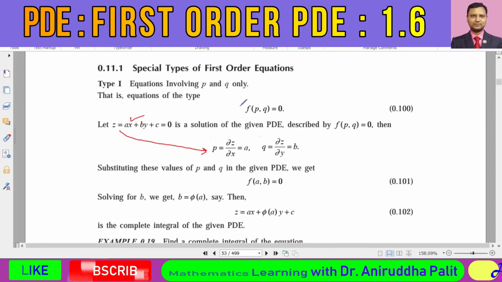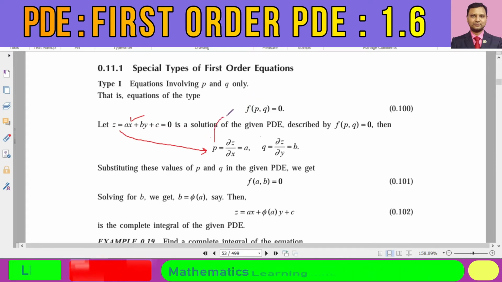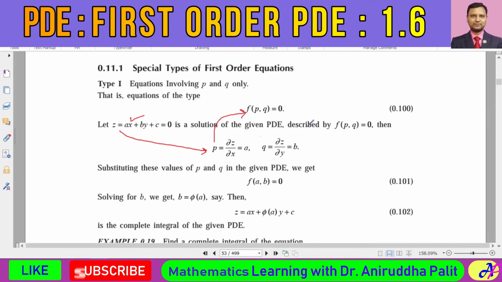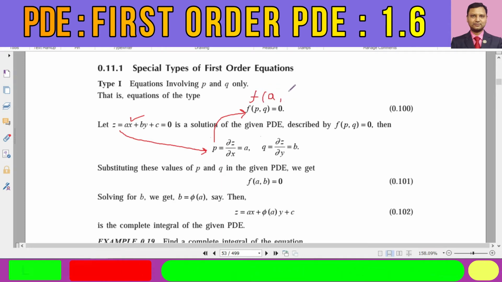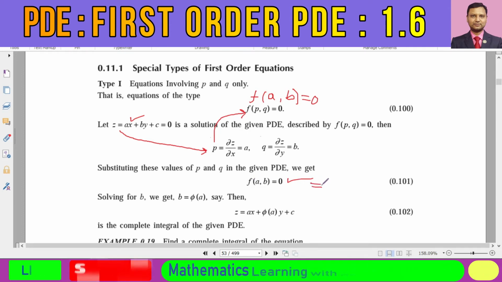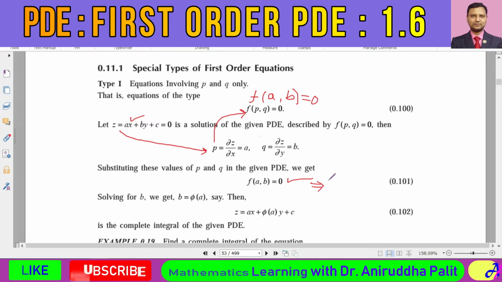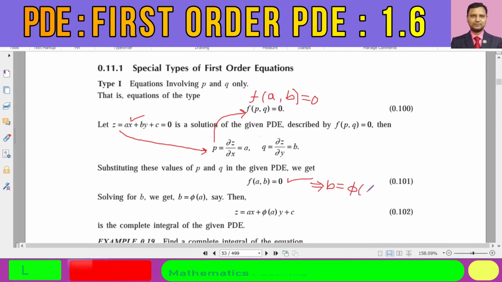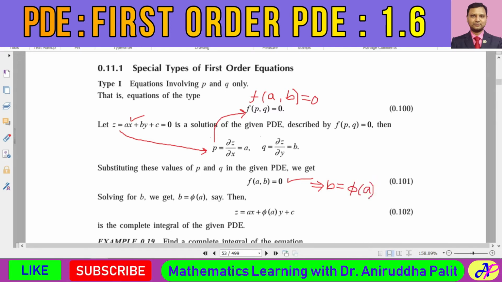Now, because a relation involving p and q is provided in terms of this partial differential equation, we can now put these expressions of p and q in the given partial differential equation. So we will have this type of relation: f of a comma b is equal to 0. This is a nonlinear relation involving a and b. And theoretically, at least, we can write this expression in this form: b is equal to phi of a. B can be expressed as a certain function of a.